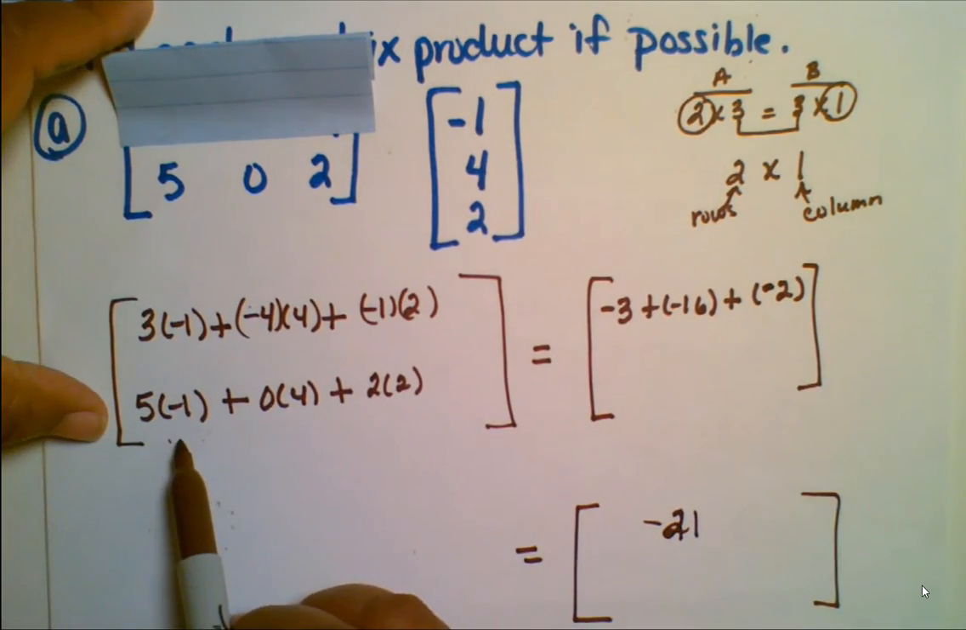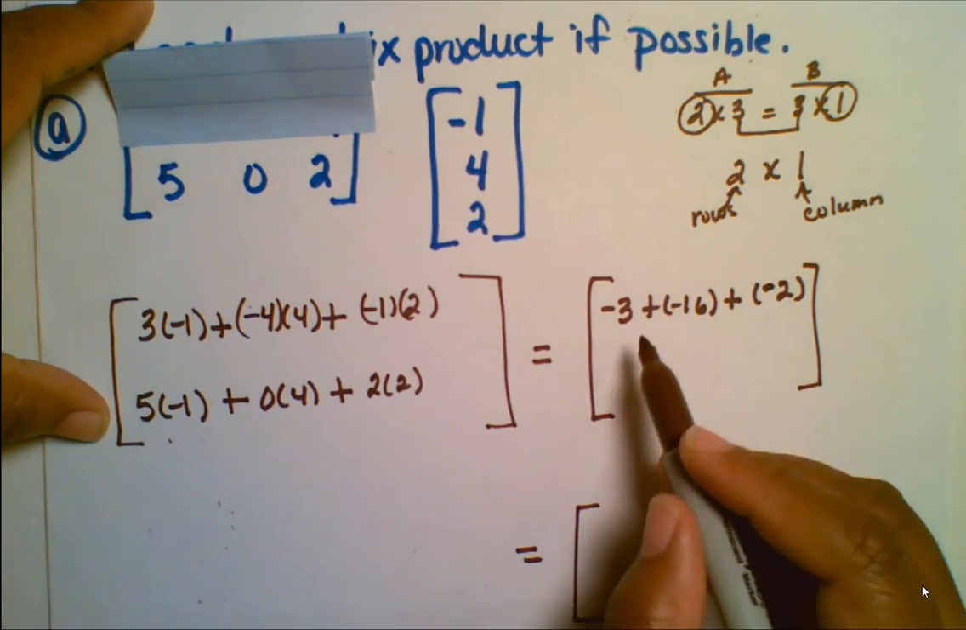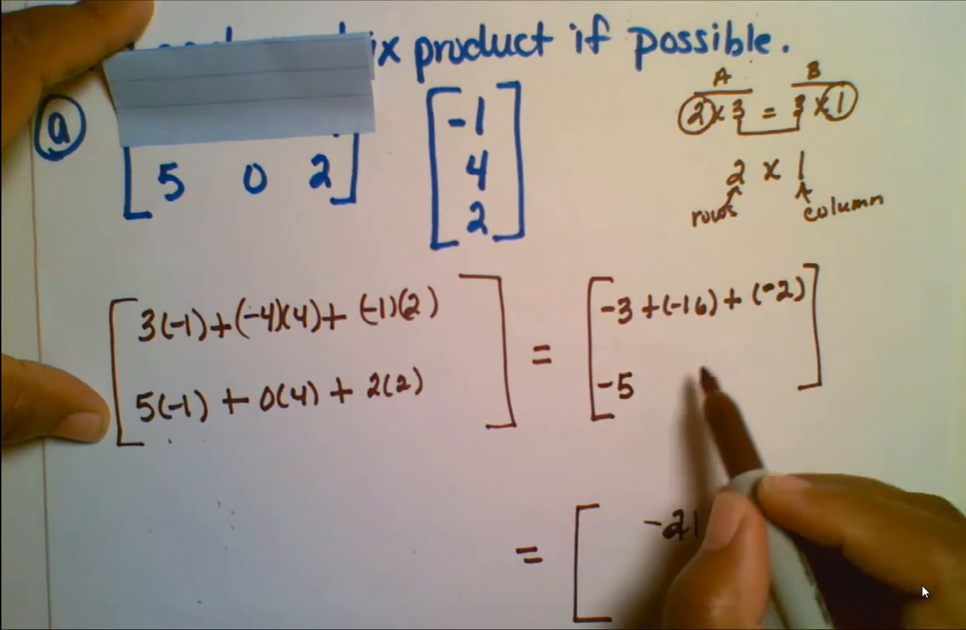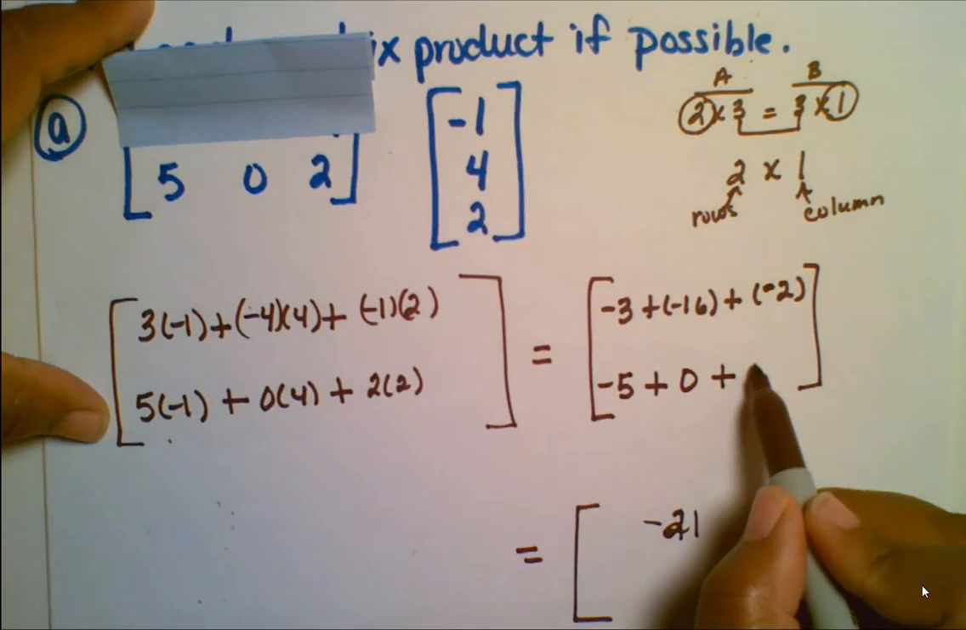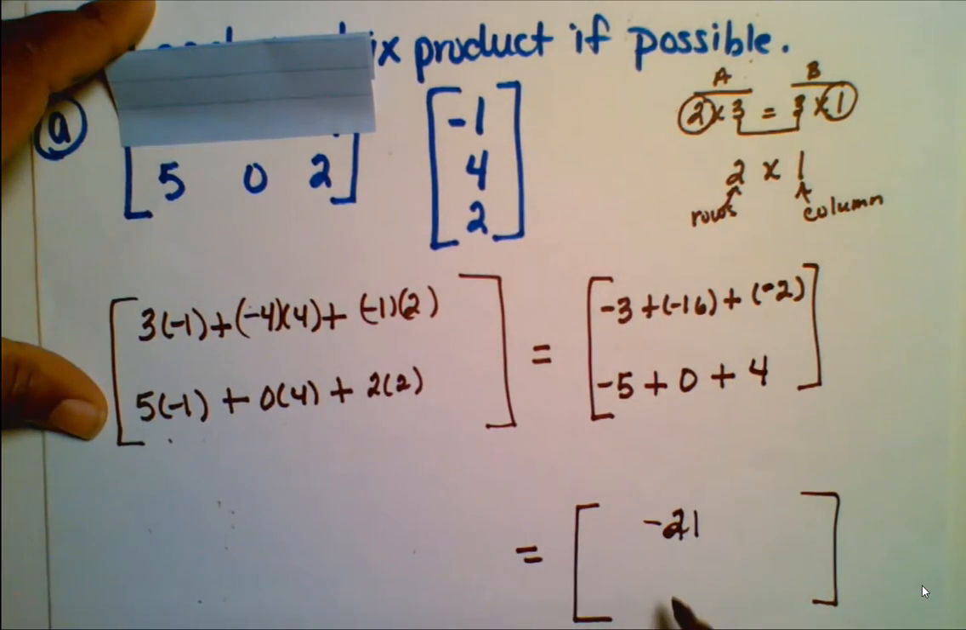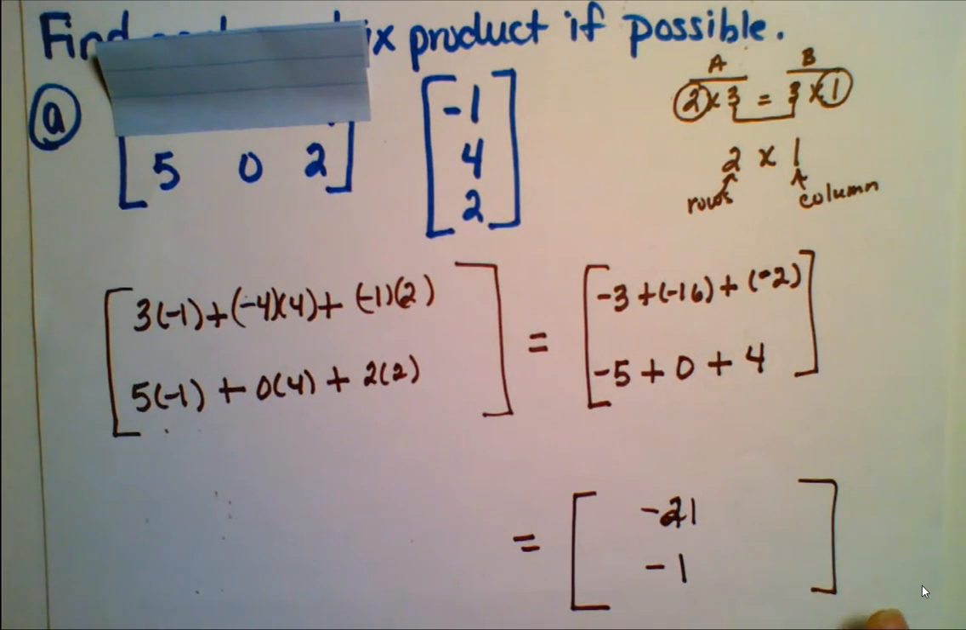And then the next one, row 2, we have 5 times -1, we have -5, plus 0 times 4 is 0. Then 2 times 2, we have 4, and then that gives us -1. So this is our solution.